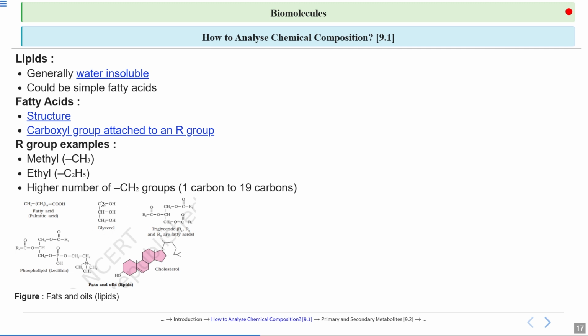Then you can see glycerol. Glycerol is a kind of alcohol. When glycerol combines with fatty acid, you get a glyceride. A triglyceride consists of 3 fatty acids and 1 glycerol. Then you have diglycerides and monoglycerides. Then you have phospholipids like lecithin. Lecithin is an example of a phospholipid. They are basically present in the plasma membranes. They consist of a phosphate group. You can see this is a phosphate group. Then you have cholesterol.